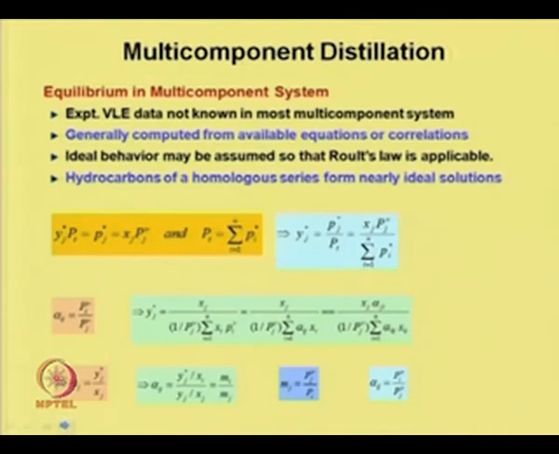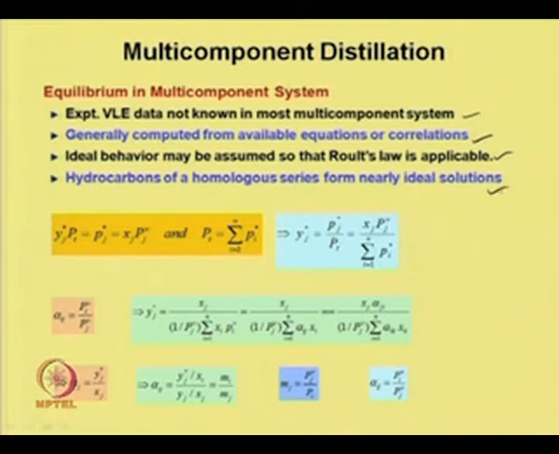Now, in multi-component systems, how do we obtain the equilibrium data? So, equilibrium in multi-component systems. Experimental VLE data, vapor liquid equilibrium data, are not known in most multi-component systems. Generally, these are computed from available equations or correlations. Ideal behavior may be assumed so that Raoult's law is applicable. And as we know, hydrocarbons of a homologous series form nearly ideal solutions.